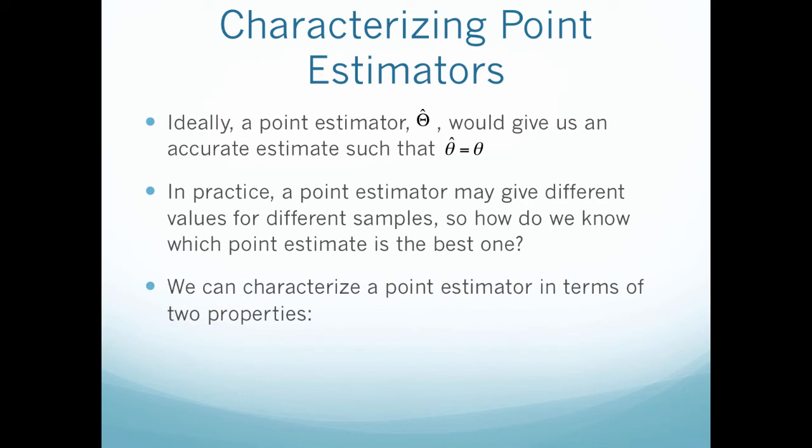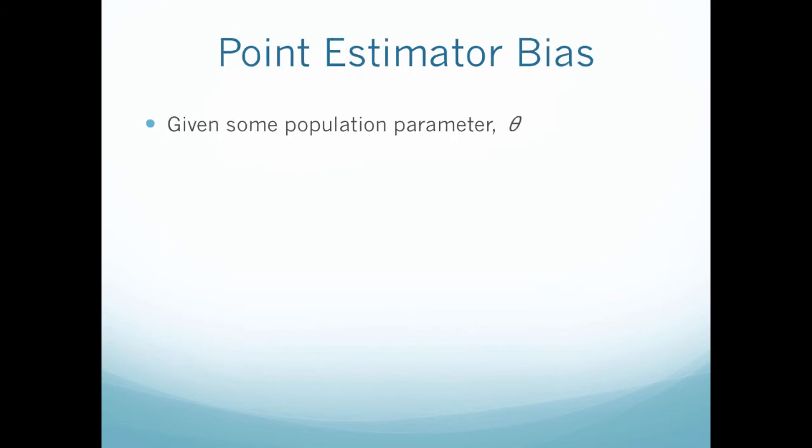So we can characterize our point estimators in terms of two different properties. One being bias, which describes how close my sample statistic is to my population parameter, or how far apart they are from each other. The other is variance, and variance describes how spread out my data is, or how far away from my mean it is. Okay, so let's get into bias.